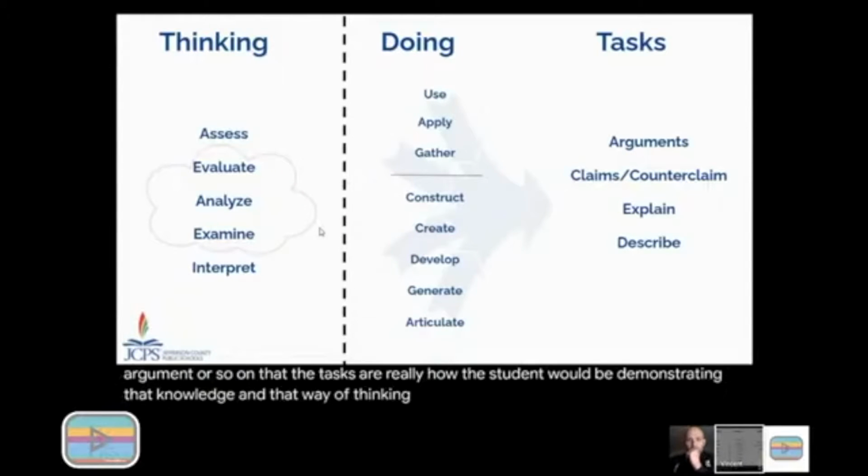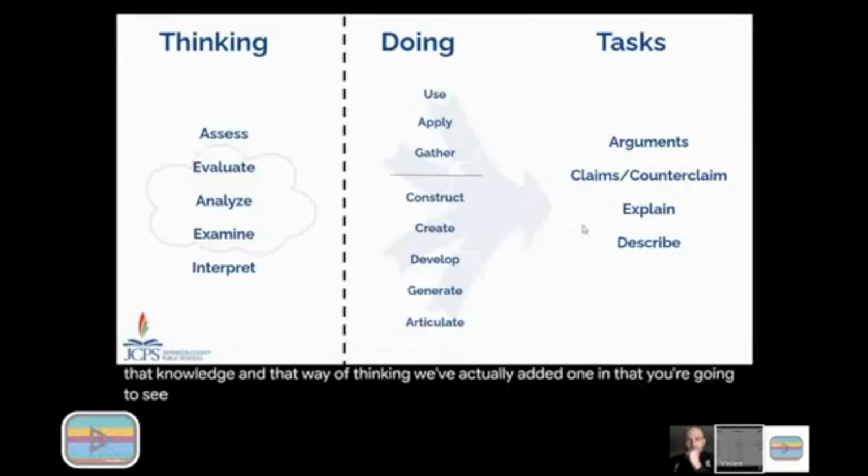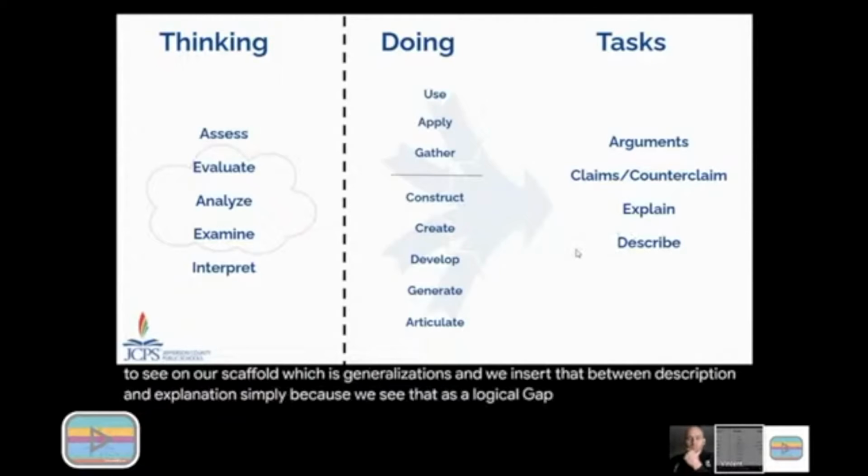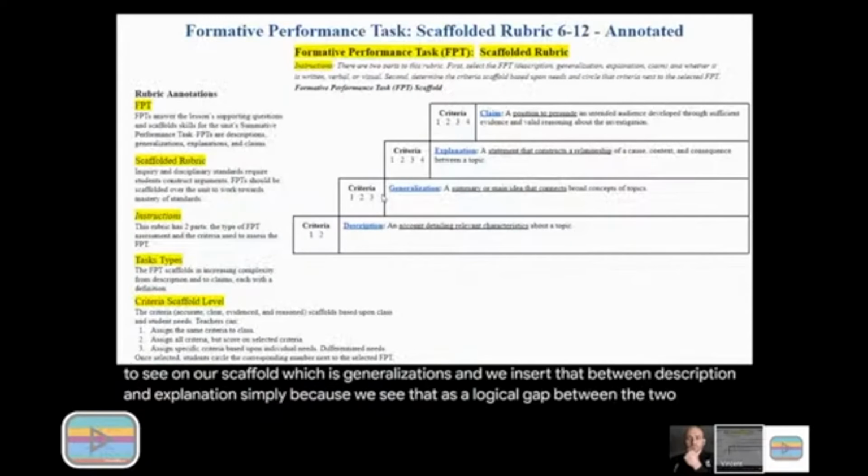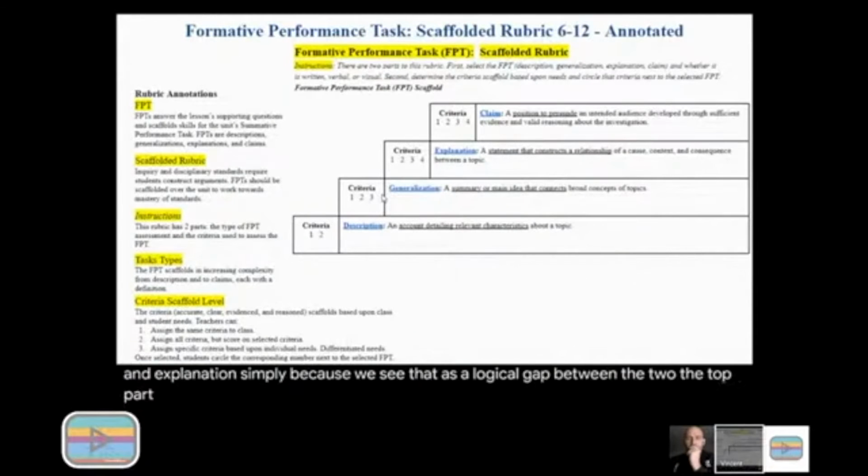We've actually added one that you're going to see on our scaffold, which is generalizations, and we insert that between description and explanation, simply because we see that as a logical gap between the 2. So this is the top part that you would see on our rubric, and this is an annotated version of that rubric in that top section that you see there.